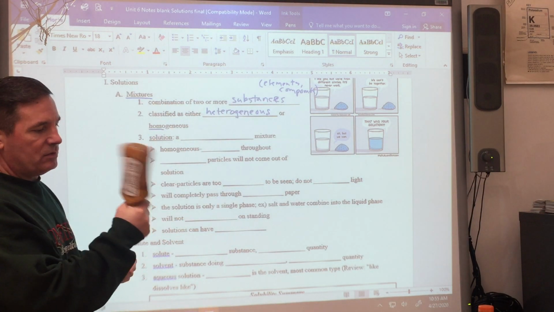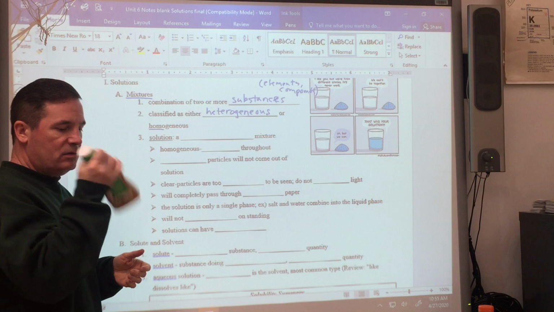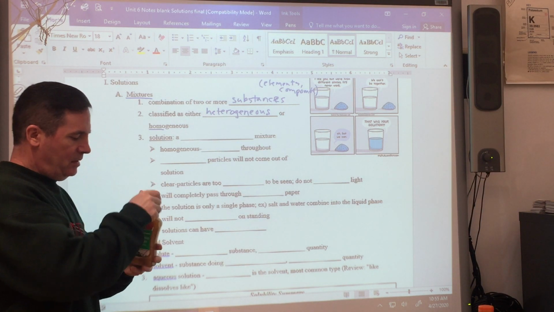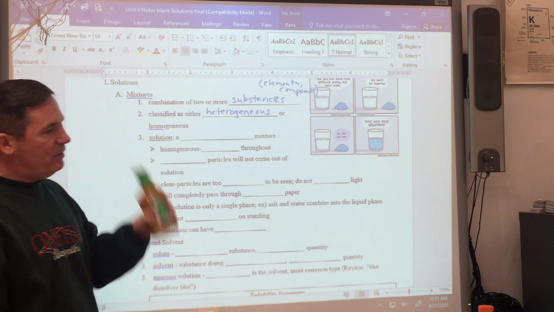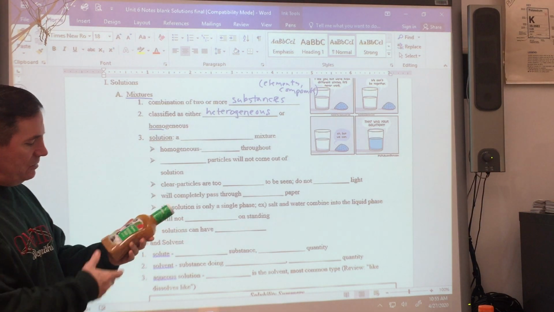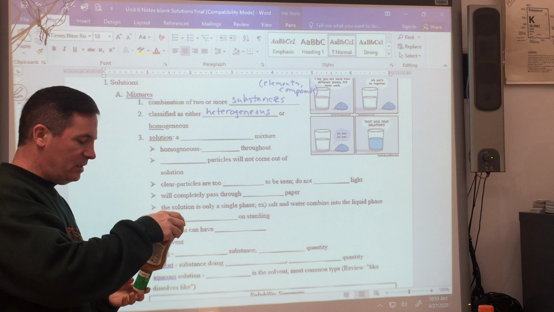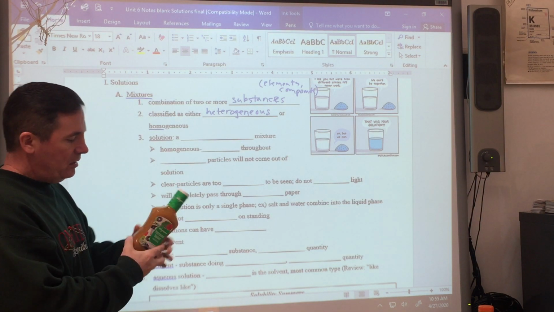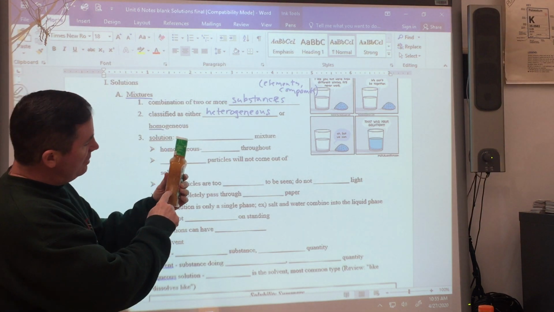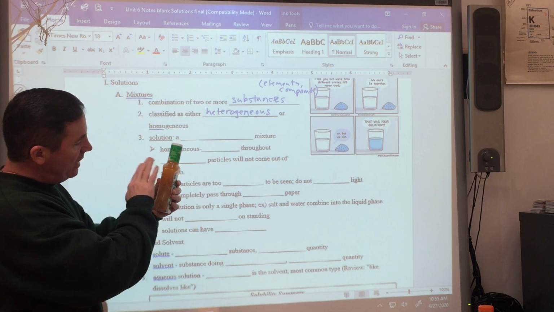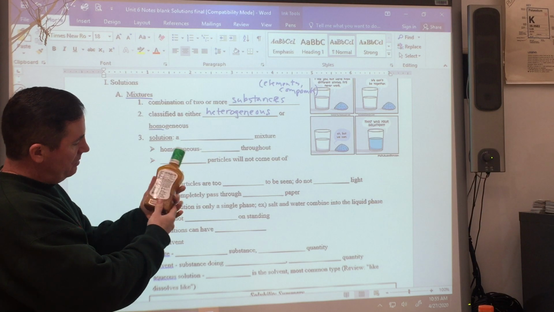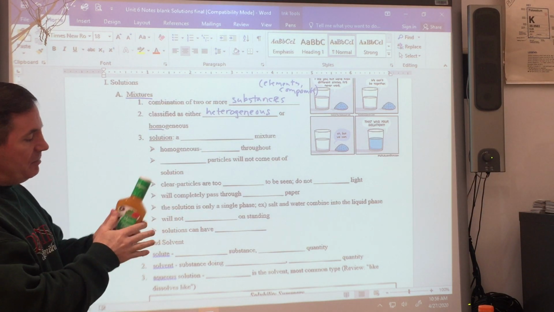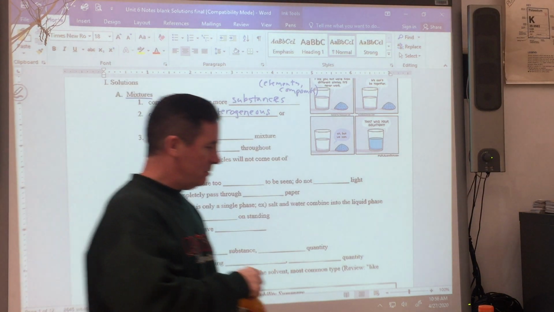Here's another mixture. Regular old Italian dressing. Even though I shake this around and eventually it will settle out, we still consider this a heterogeneous mixture. And why is that? Because I can see the different parts of it. It's not uniform. And we've learned about this before. So this is a mixture, but it's heterogeneous.